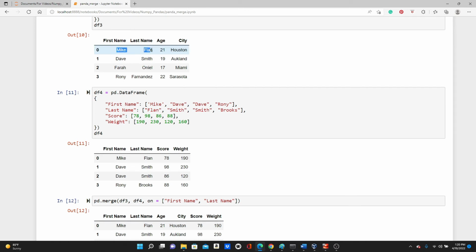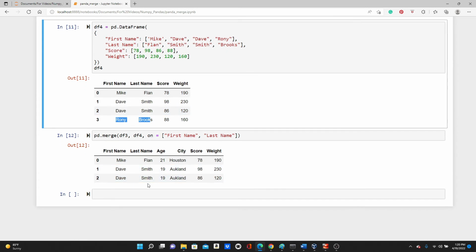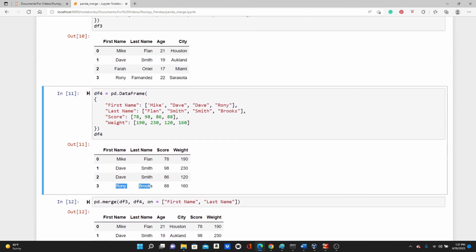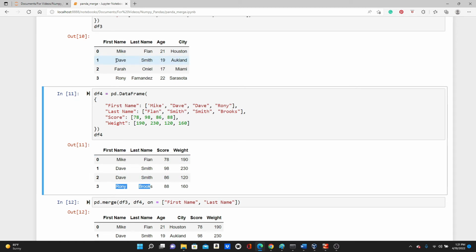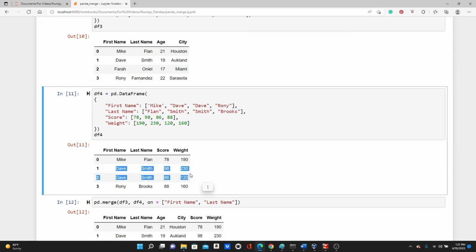Look, we get the Mike Flan, because Mike Flan is common both in DF3 and DF4. And look at the Ronnie, we have Ronnie Farnandez and Ronnie Brooks. Though the Ronnie are the common, but Farnandez and Brooks are not same, so we didn't get Ronnie here. And you see we got Dave Smith twice. But look, in DF3 we have Dave Smith once, and in DF4 we have Dave Smith twice. And you see Dave Smith, we have score 98 and 86, weight 230 and 120. That means these 2 Dave Smith are actually not the same people, they are different persons, right?